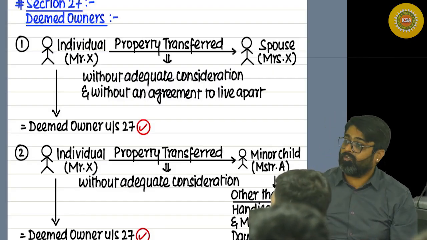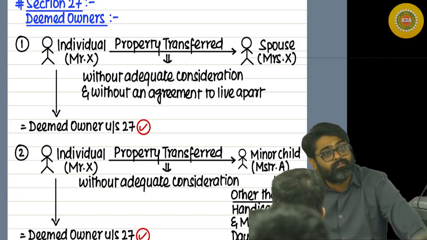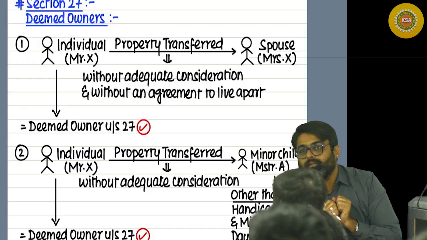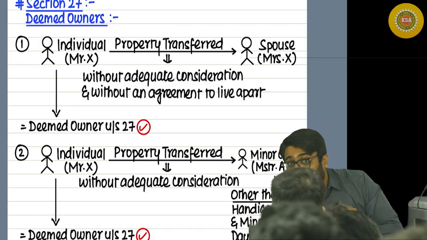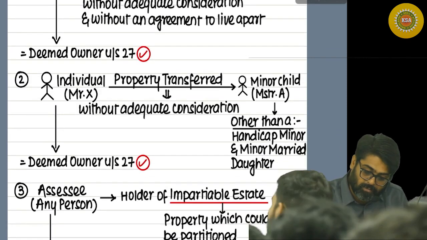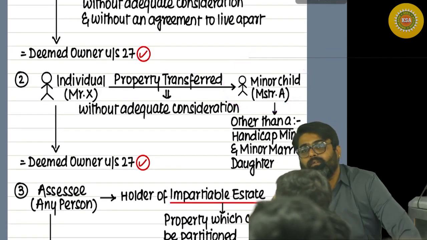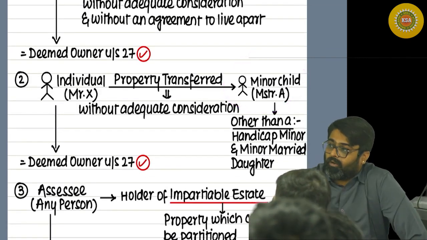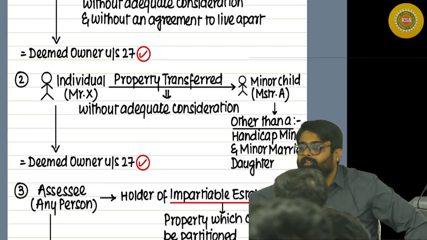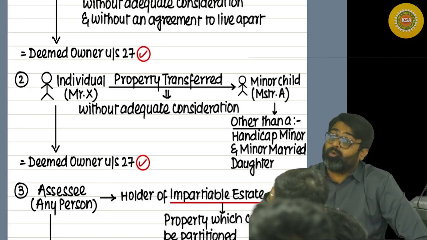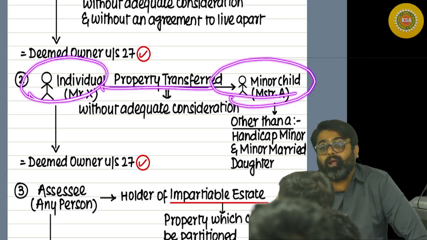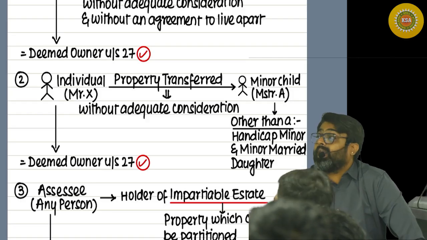So me and my spouse did family planning. A small, minor child came. Minor. Now, instead of transferring the property on the name of my spouse, I transferred the property on the name of my minor child. Where is my minor child? At my home only, no? And he is a separate individual, although very small, but he is a separate individual.